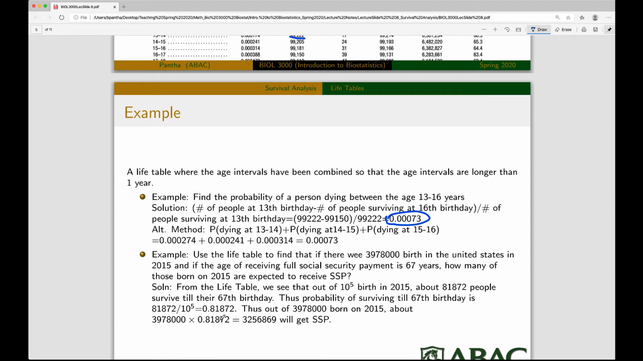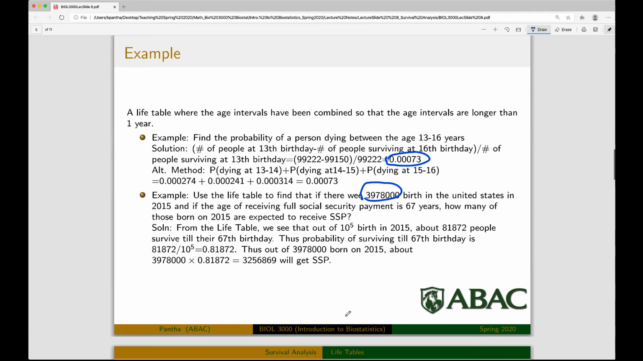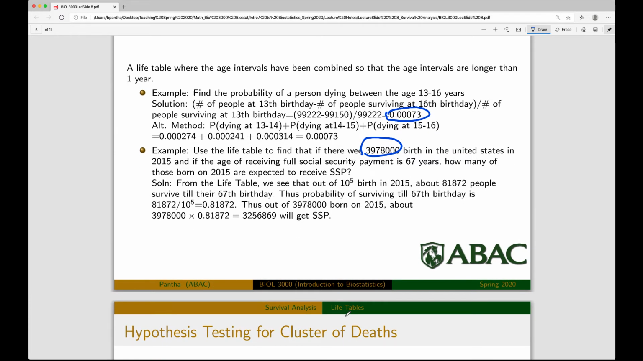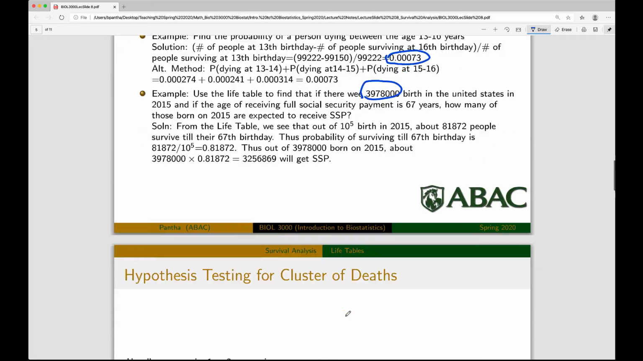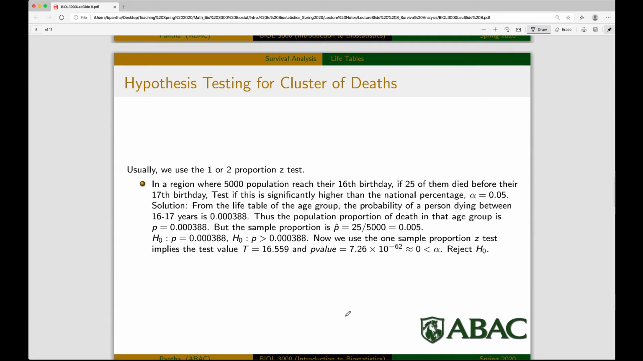0.81872. Now, there were this many people born, so you multiply this probability with the total. That will give you 3,256,869 who will get the social security. This is how you find out the number of people who will survive till that age or get that social security. So the next thing we want to do is hypothesis testing for the cluster of data.